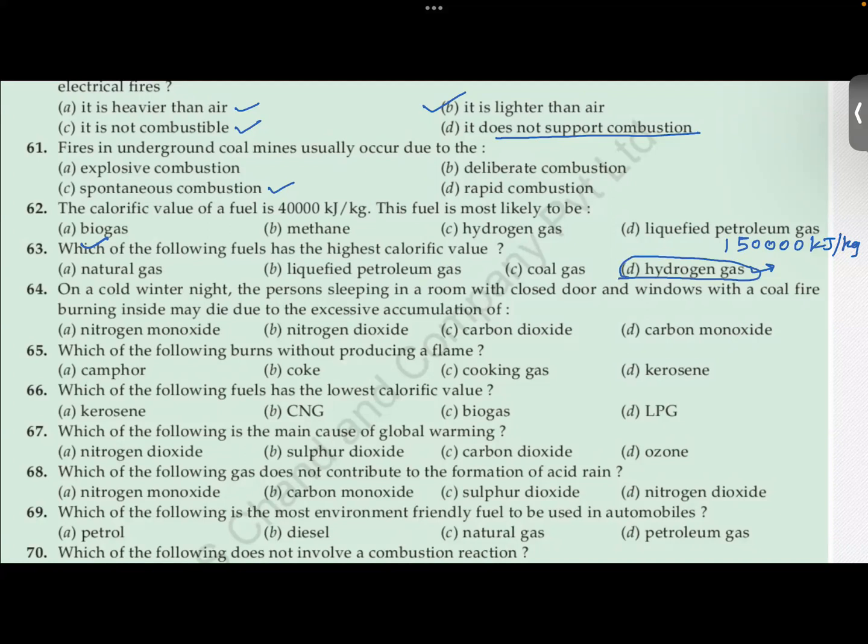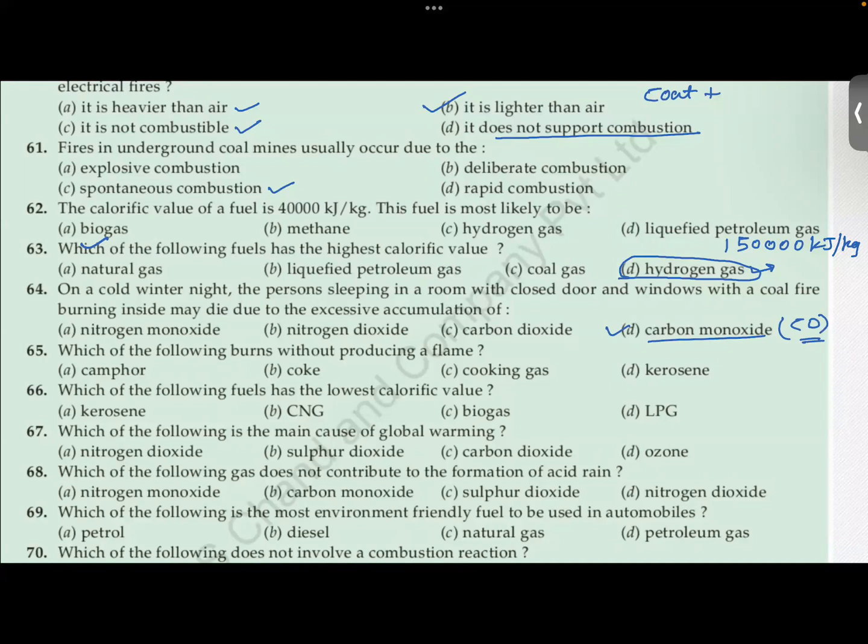Next question says, on a cold winter night, a person sleeping in a room with closed door and windows with a coal fire burning inside may die due to the excessive accumulation of... We know that when you burn coal, carbon monoxide. Very good. Carbon monoxide, that is option D, right? What is its formula? Capital C and capital O. That is carbon monoxide.